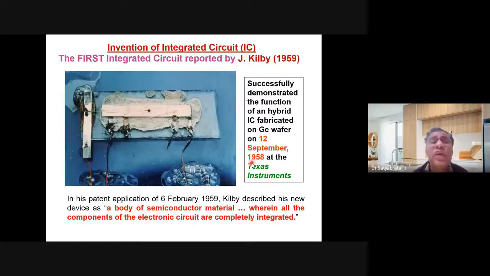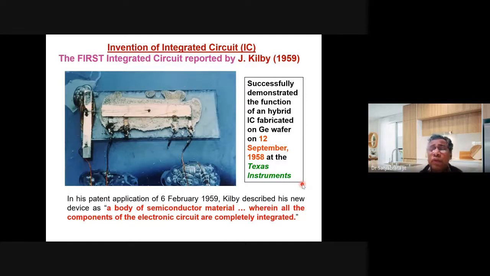Now, the next invention I am just coming to here is the invention of the integrated circuit. Now, the first integrated circuit was reported in 1959. So basically, it was demonstrated by Jack Kilby on September 12, 1958 at Texas Instruments. Here is a little story. At that time, Jack Kilby had just joined Texas Instruments, and as a newly appointed scientist, as per the rules of Texas Instruments, he could not enjoy the summer vacation. So in the summer vacation, Jack Kilby was alone. He could not get the opportunity to enjoy the summer vacation.